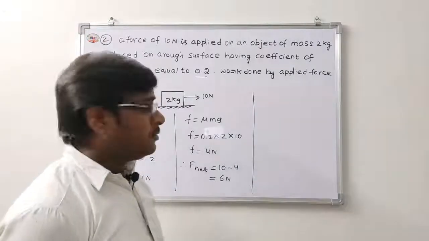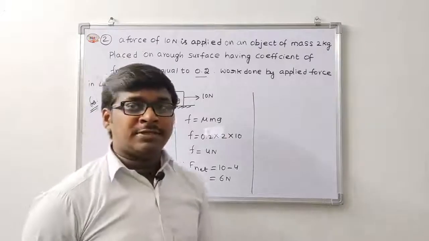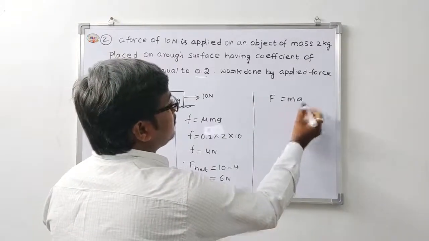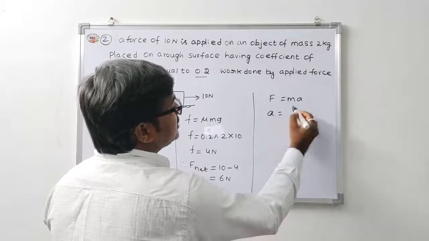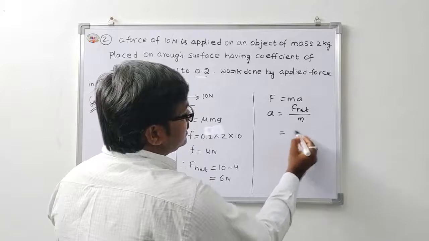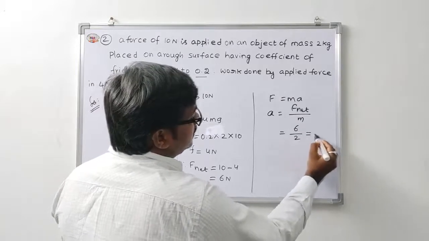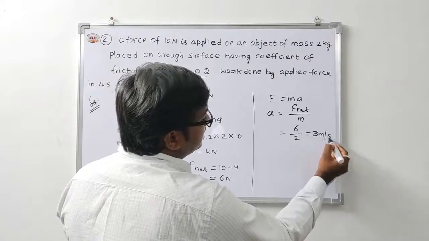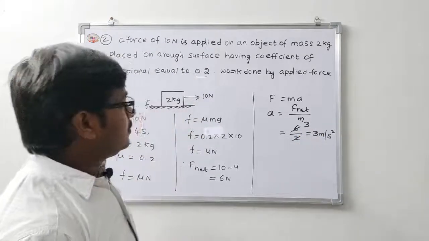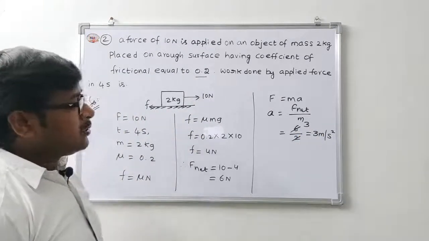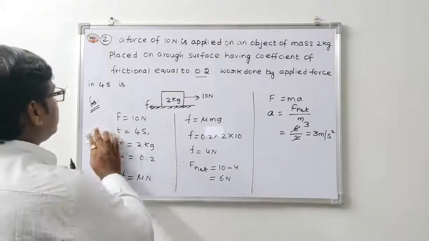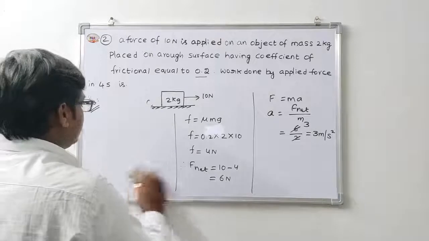According to Newton's second law, F = ma. Then acceleration a = F net by m = 6 by 2 = 3 meter per second square. a = 3 meter per second square. Okay, next find the displacement.